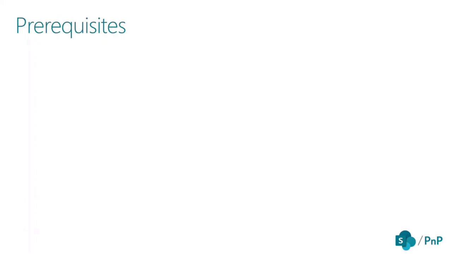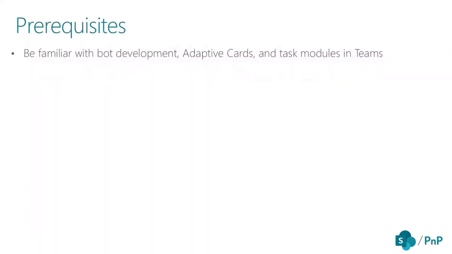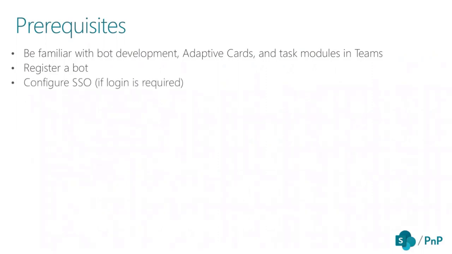There are some prerequisites that you need to be aware of. You need to be familiar with bot development, because this is your backend, and also adaptive cards and task module in Microsoft Teams. You have to register a bot. As I mentioned, this is your backend, and you have to register the bot in Azure. And if needed, this is optional, if you need to use single sign-on, for example, if you want to use a service like Microsoft Graph API, you have to configure single sign-on. That I will show you in a minute in the demo.